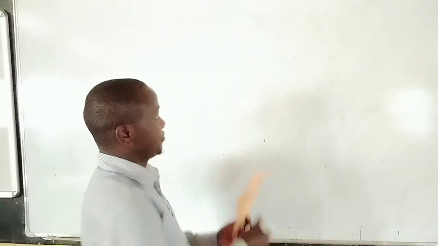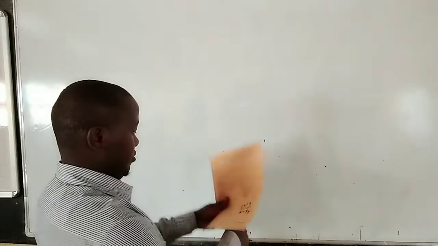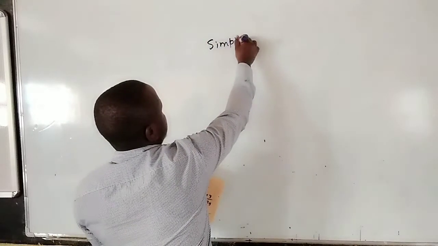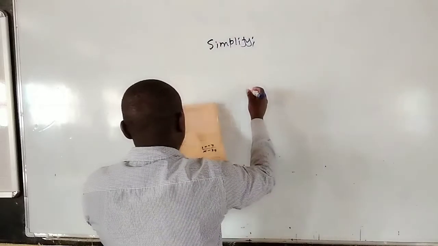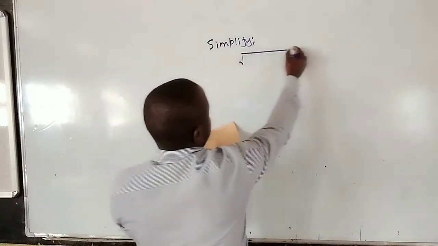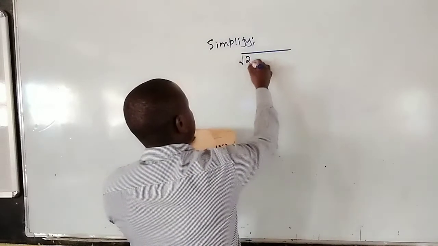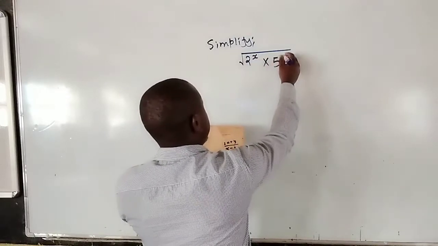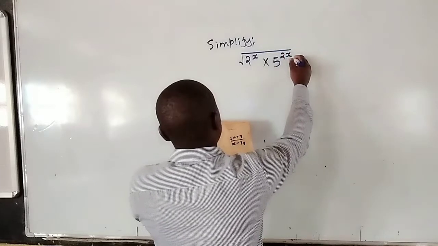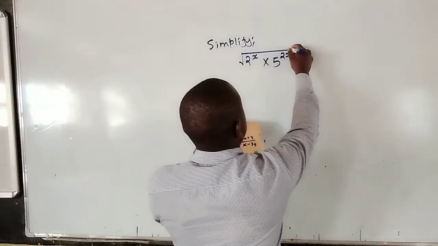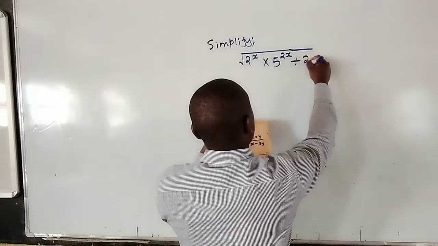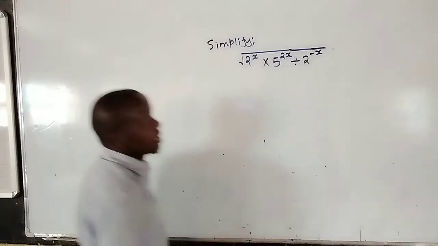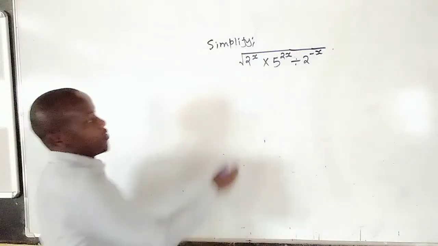Number 1, simplify. You're given the square root of 2 power x times 5 power 2x, divided by 2 power negative x. Simplify.